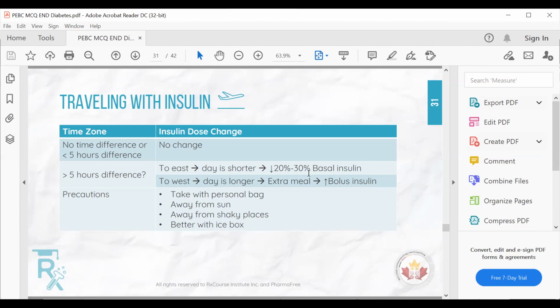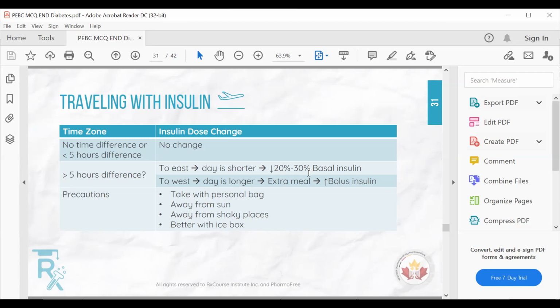At that point, I need to ask the patient to take an extra meal and take one extra bolus insulin like Novorapid or whatever bolus insulin he is taking. This is regarding the slight change I need to consider. The other point is, if you are a diabetic patient on insulin, logically don't leave your insulin in the big bags that will go to the storage of the plane. Carry it in your carry-on bag, your personal bag.